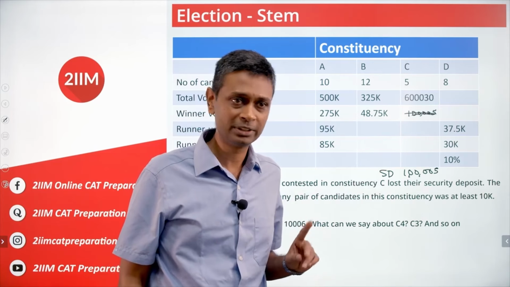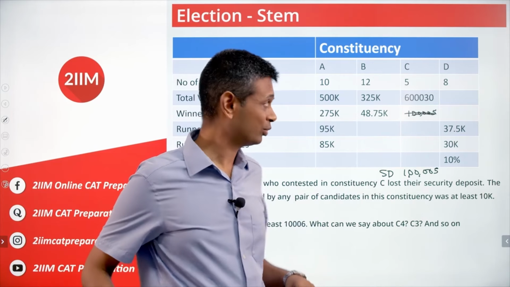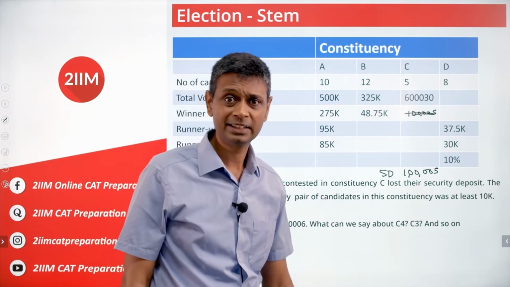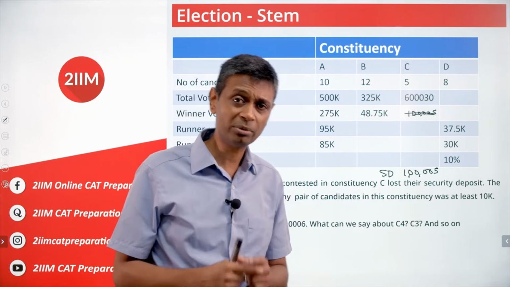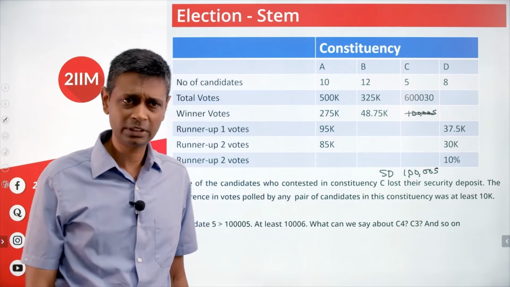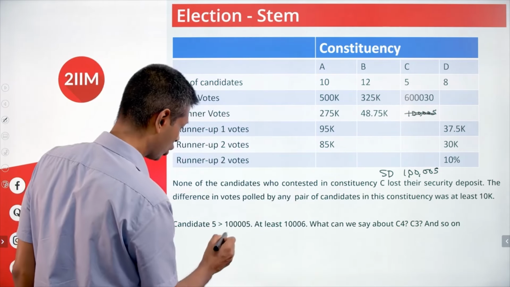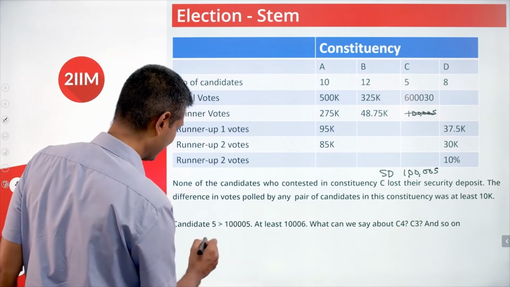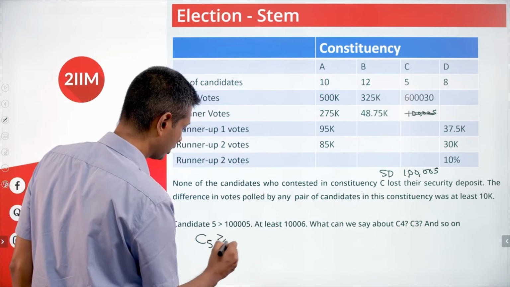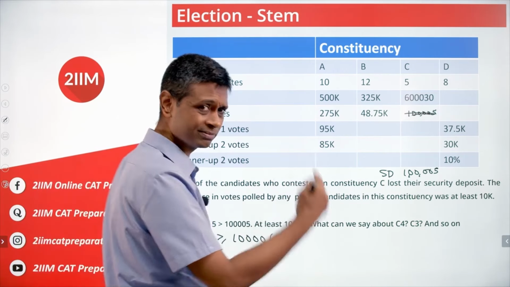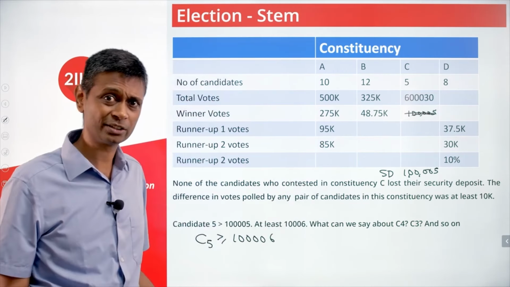Beautiful. That's not the only thing. We also know that among the 5 candidates, the gap between any 2 of them is at least 10,000. It's brilliant. So the least one, candidate 5, has got more than 1,05,000, so candidate 5 got greater than or equal to 1,06,000. And so I'm going to write it down like this. Why?